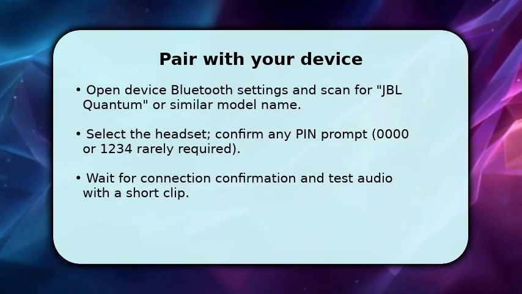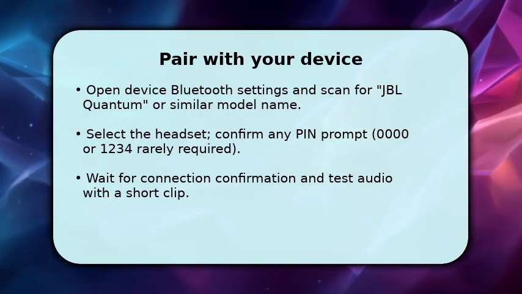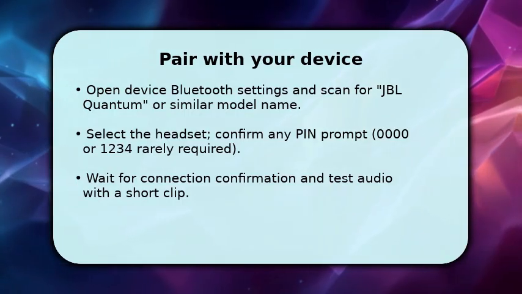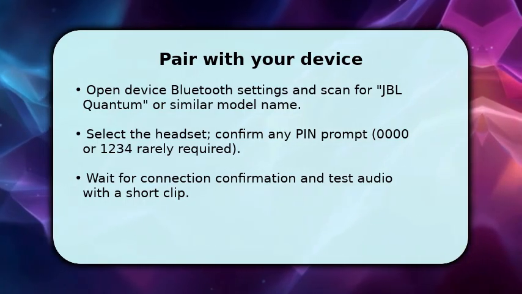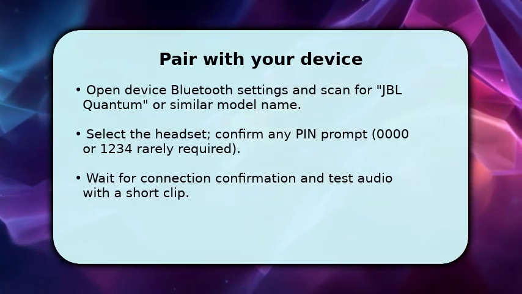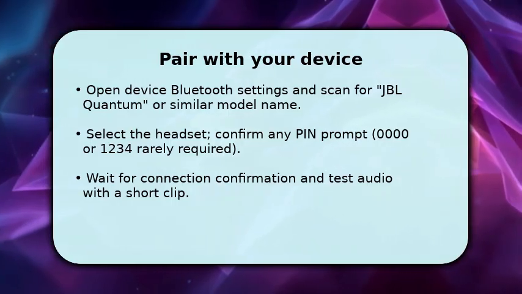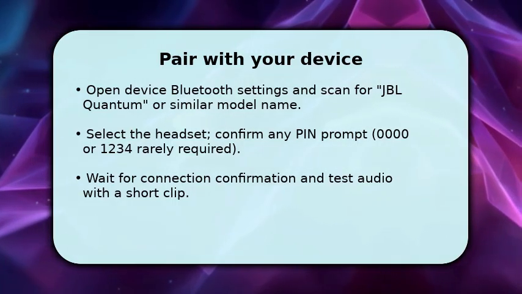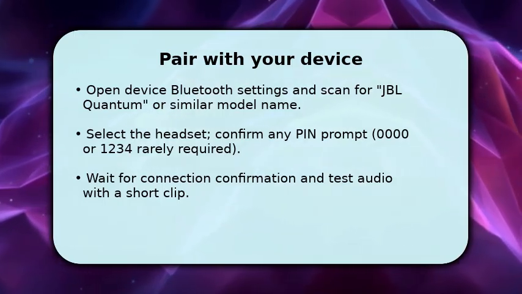Now you'll pair. On your phone, tablet, or PC, open Bluetooth settings and start scanning. Look for the exact model label, typically JBL Quantum followed by numbers. Tap it to initiate pairing. If a PIN appears, enter the standard 0000 or 1234, though most modern JBLs won't require one. Once connected, the device shows a paired status and the headset LED often holds steady.